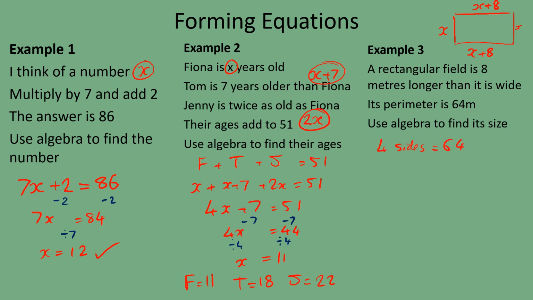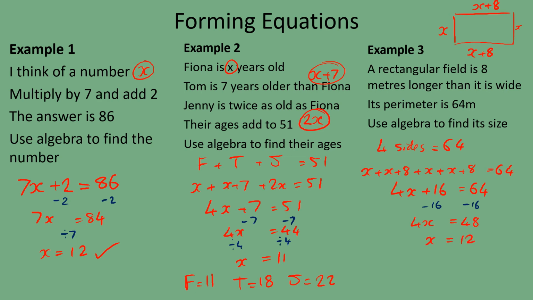So let's add those sides up. That would be an X, and an X plus 8, and another X, and another X plus 8. And that would all equal 64. How many X's have we got there? We've got 4 of them. We've also got 16. And we've got ourselves to an equation that we can solve in the same way as before. 4x is 48, x equals 12.